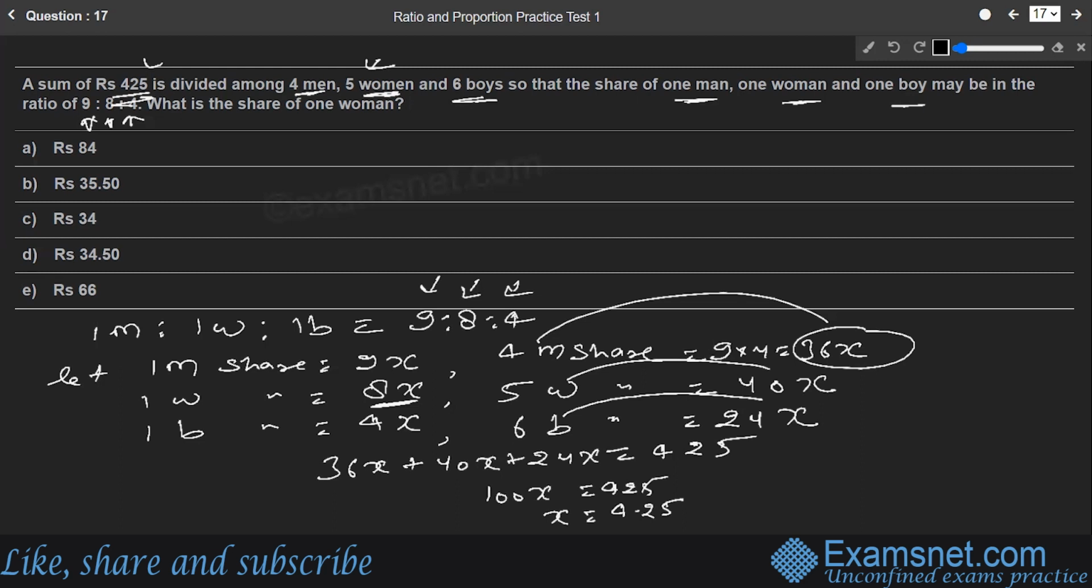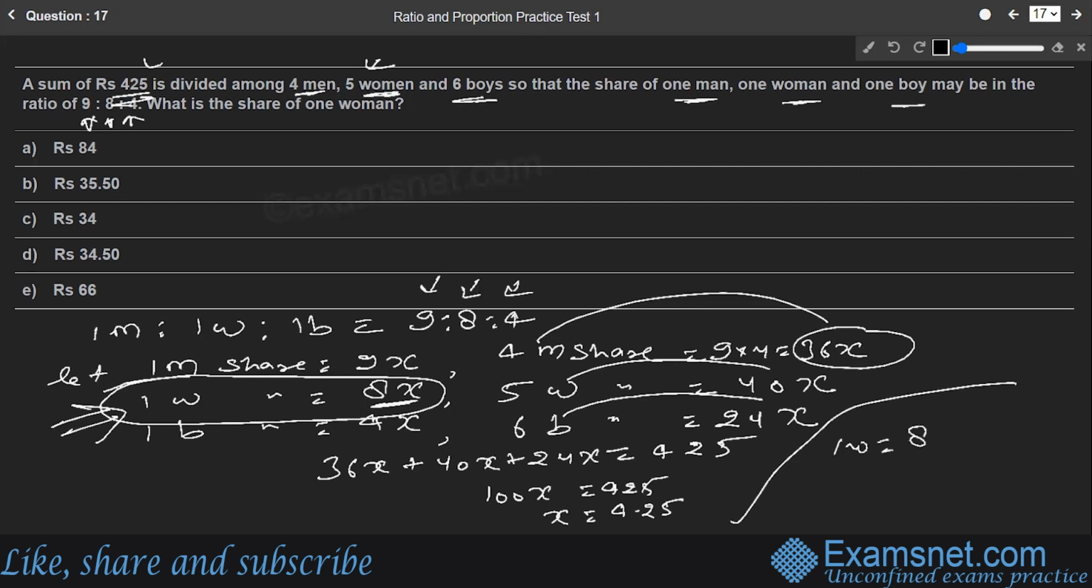Now, as soon as the x comes, I need to find out what I'm supposed to know. I'm supposed to know the share of one woman. The share of one woman I had assumed to be 8x. I have got the x value, so the share of one woman will be 8 into 4.25. If you multiply this, I'm going to get the share of one woman. One woman's share will be 32 plus 2, that is going to be 34 rupees. So the share of one woman is simply 34 rupees, and that is available in option number C and is the right answer.